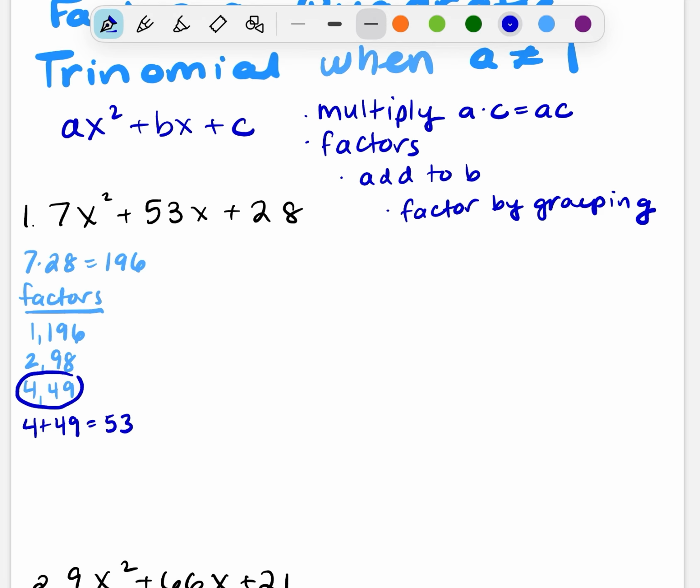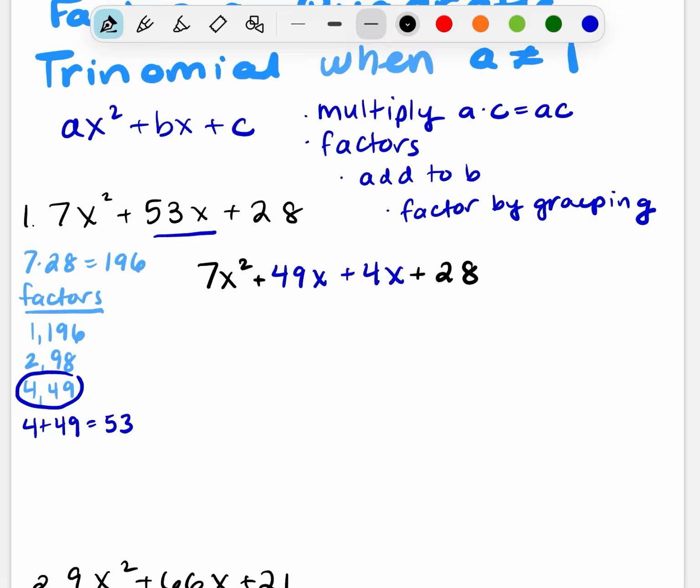So what I'm going to do is split up that b term into 49x plus 4x, and I'm going to keep the 7x squared out front and the 28 in the back. So I'm not changing the expression, I'm just changing the look of it. I'm decomposing or deconstructing the b term to be two terms. So now I'm going to group these 2 and 2.